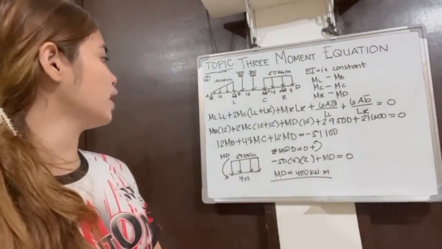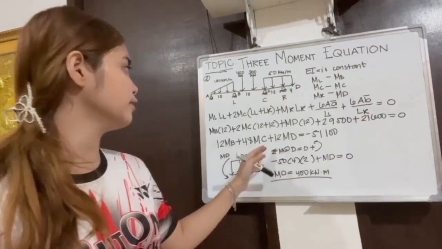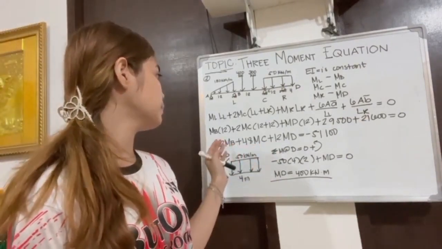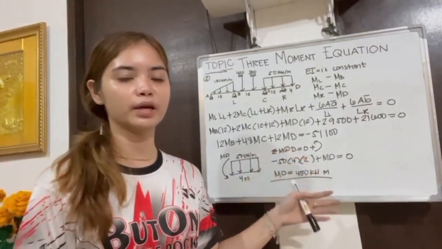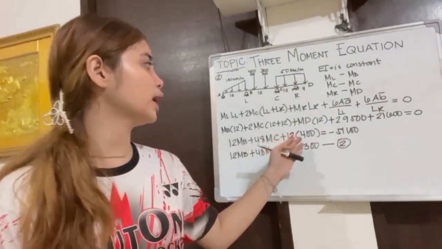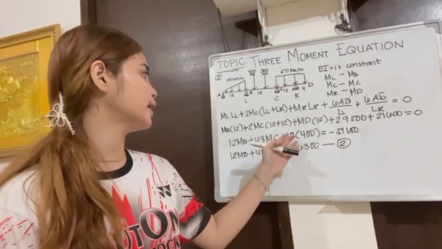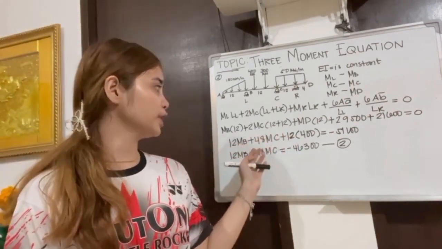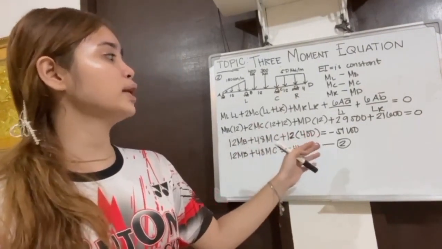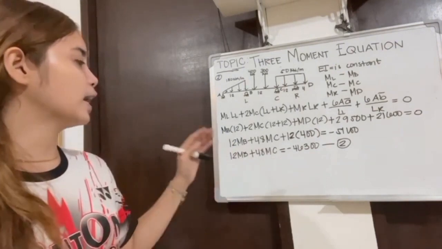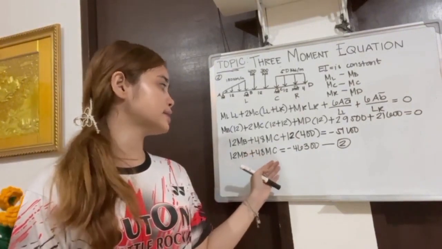Since we now have the value of our MD, we just substitute it into this equation in order for us to get the MB or MC, so that we can eliminate it from equation 1 or equation 2. So we substituted our answer for MD into this equation, and we came up with 12 MB plus 48 MC plus 12 times 400 equals negative 51,100. Then we came up with equation 2, which is 12 MB plus 48 MC equals negative 46,300.